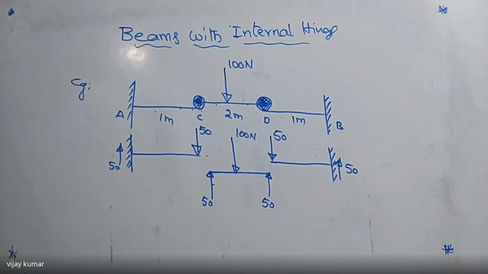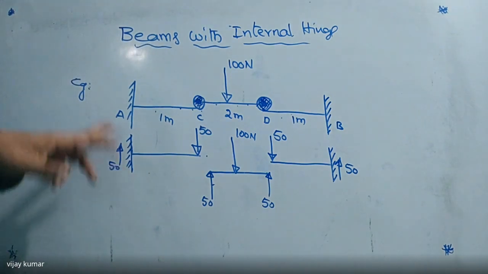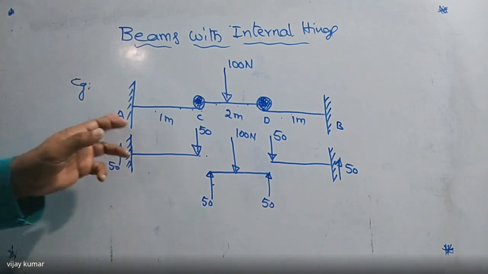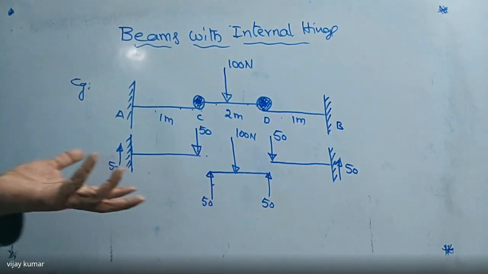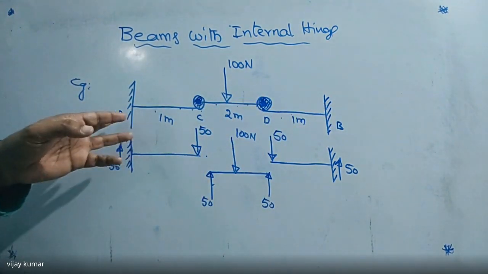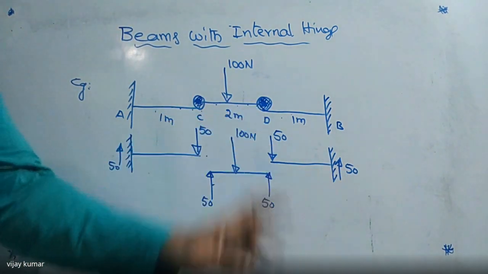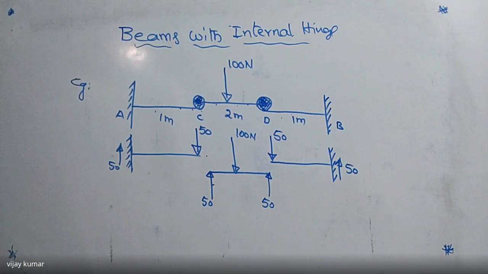Then they simply ask one question on this one: find the reaction at A and B. That is a question given in the examination. If you know the concept very well, we can directly say it is 50, and at C and B also there are reactive forces, equal to 50 and 50. Okay, I hope you understand this now.